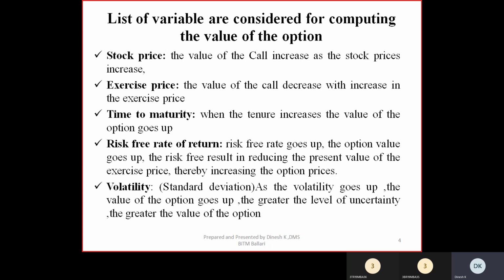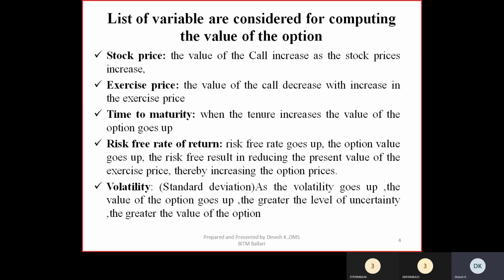Now, what are the variables required to calculate the Black-Scholes model? One of the variables we require is the current price of the asset, which is denoted as S naught, the stock price. The value of the call increases as the stock price increases, right? In simple terms, the call premium in the market increases because the stock price is increasing in the market, right?